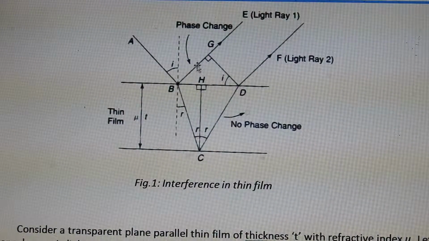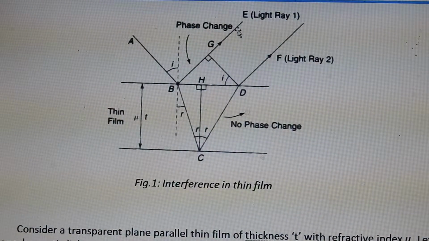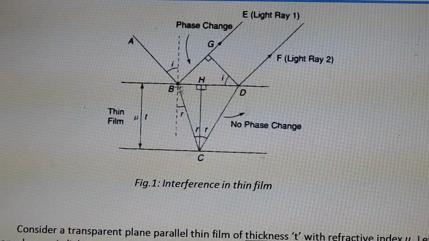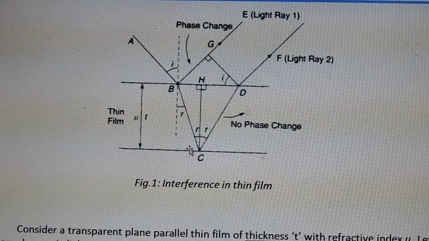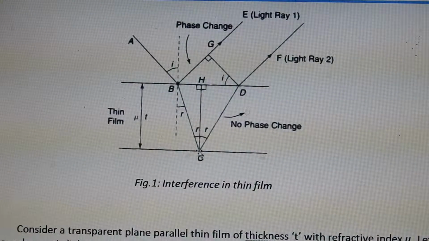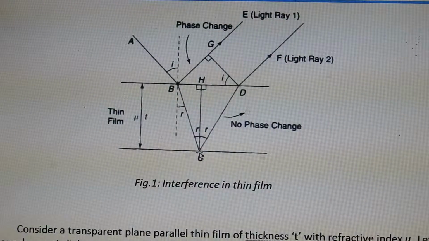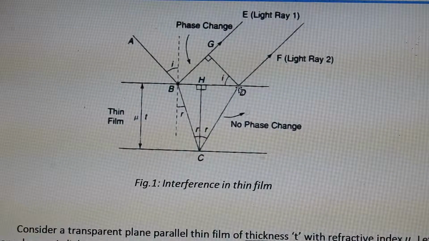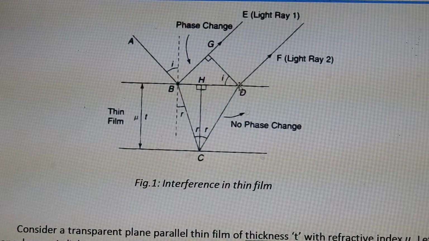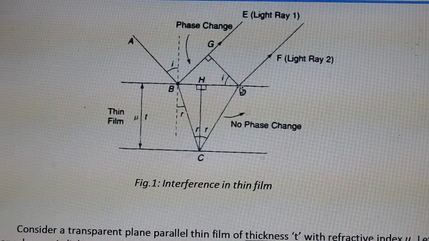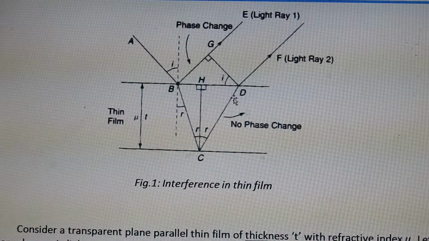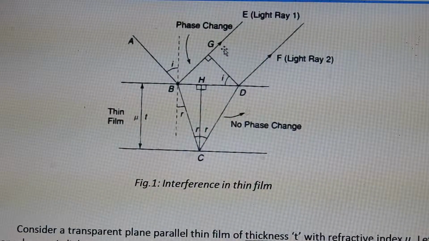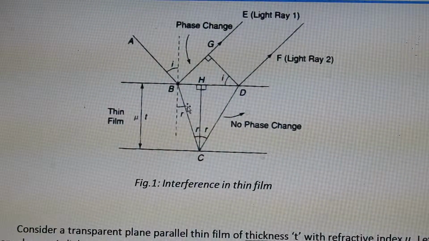Some part of the light ray is reflected back into the air. The remaining part is refracted into the thin film, incident on the second surface of the thin film. Again, it is reflected back and is incident on the top surface. After that, the reflected ray from the second surface is refracted into the air. So now what is happening here?